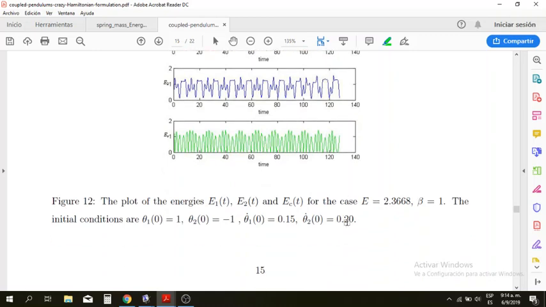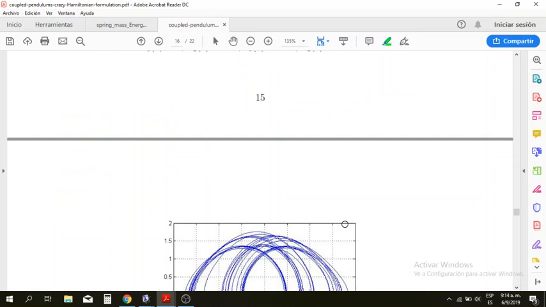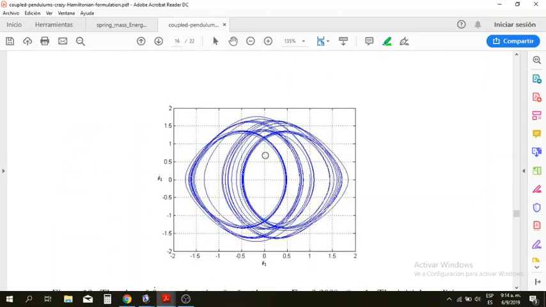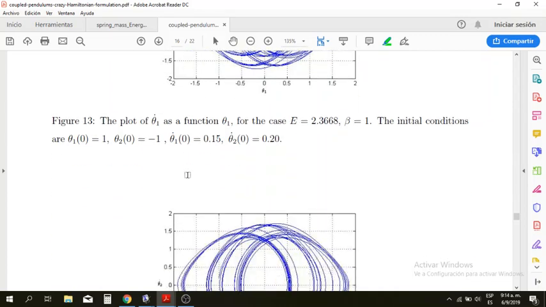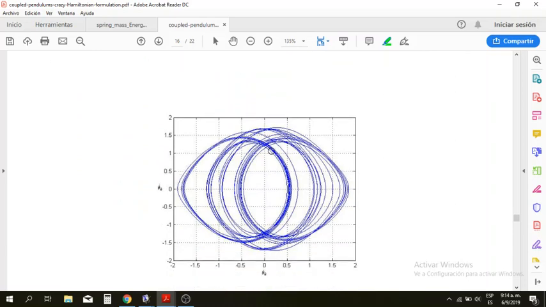0.20, look, 0.20. Let me show you here the beautiful phase diagram, lovely phase diagram, appearing here for the first pendulum and the phase diagram for the second pendulum. This is very important in this problem. The energy is constant. This is a non-linear Hamiltonian system, in which there is an exchange of energy between the pendulums, and there is a coupling because the spring produces a coupling between the pendulums.